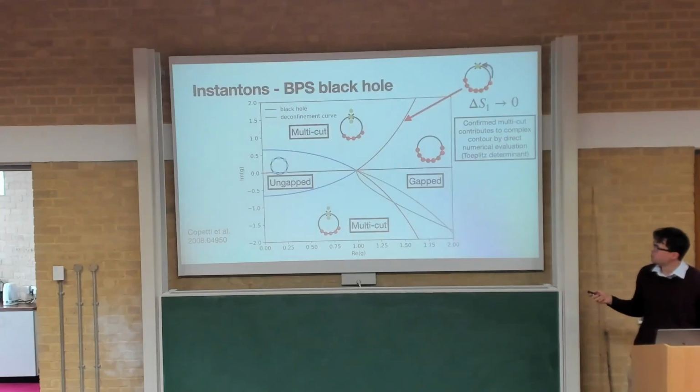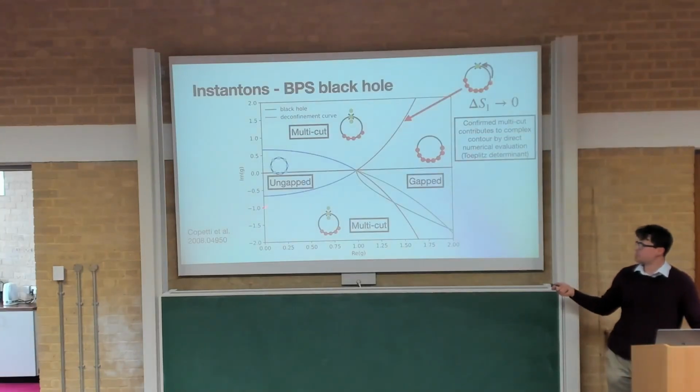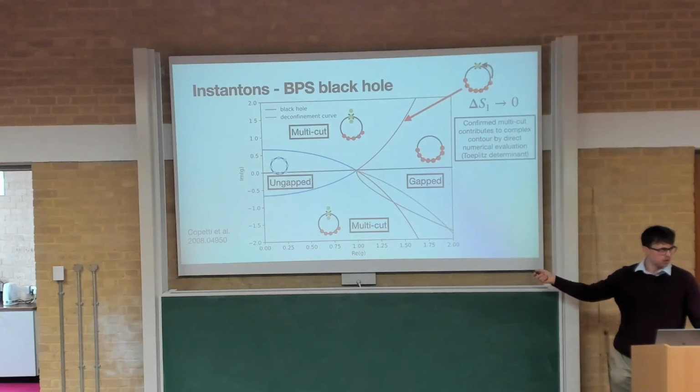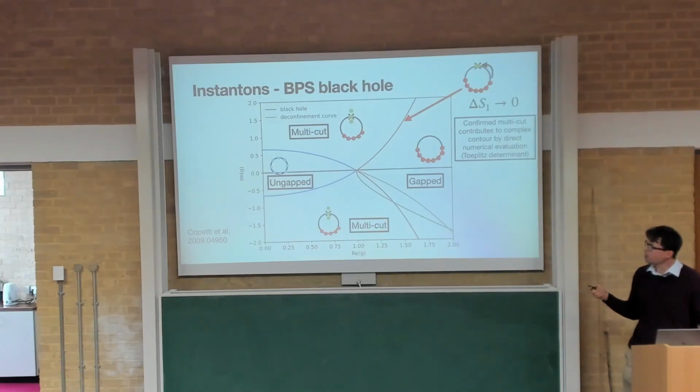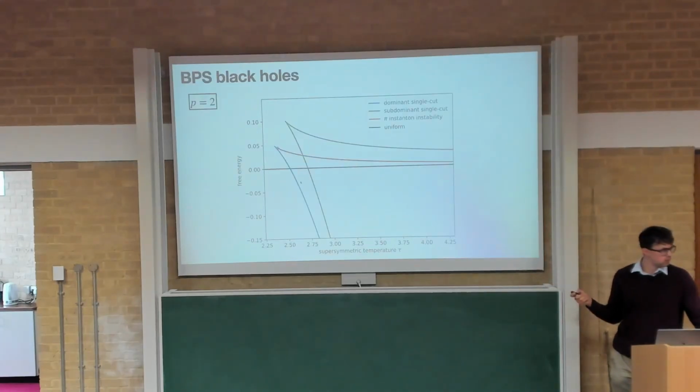In this diagram, the coupling follows this green line, and you can see that it enters the multi-cut region. So this takes place just near the cusp at the instability. So multi-cut distributions begin to dominate here. Yes, from the index calculation.